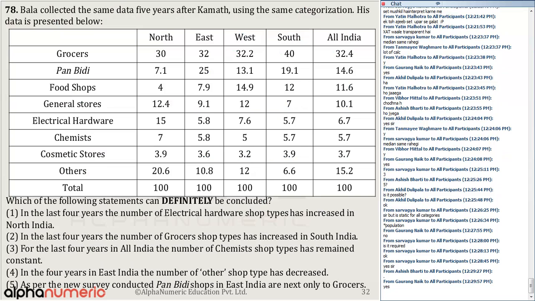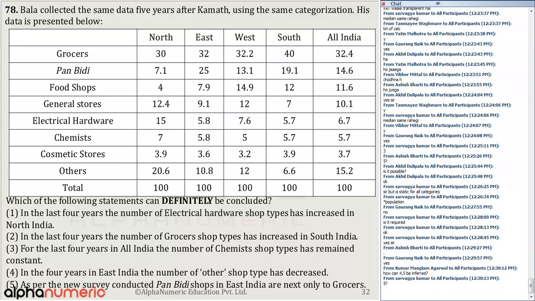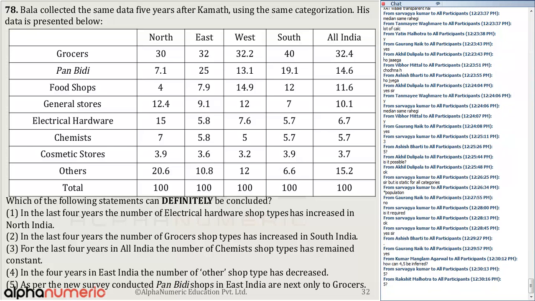And the last one, 78. Theek hai. Bala collected the same data 5 years after Kamath using the same categorization. His data is as follows. How can 4 and 5 be inferred? Abhi aata hu. Just a minute. So the correct answer of this question is definitely option number 5.